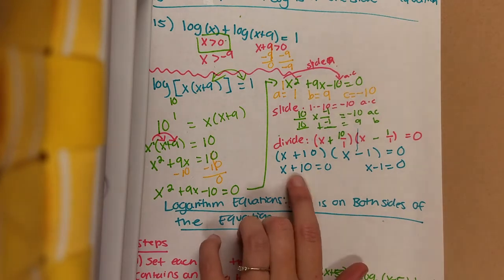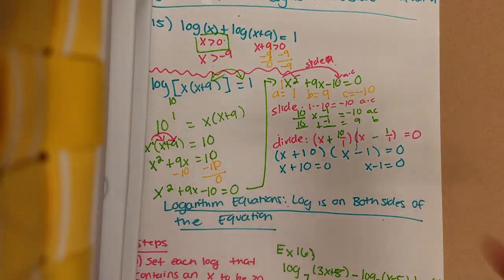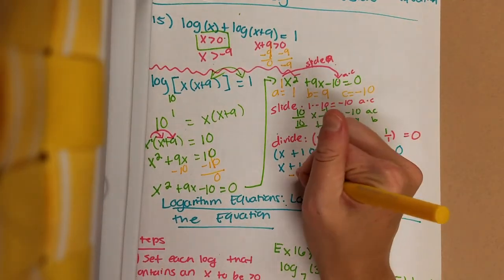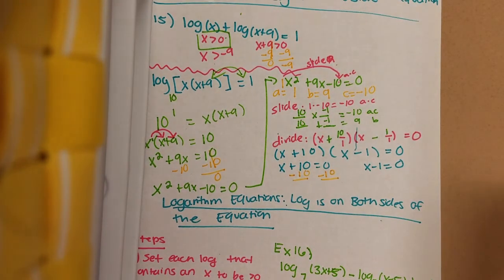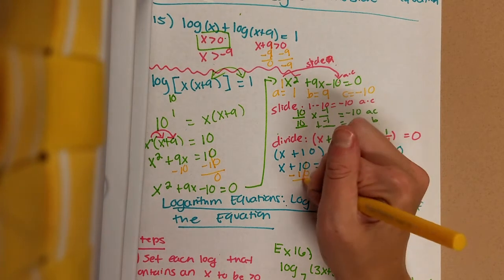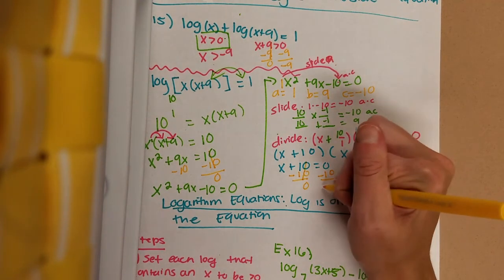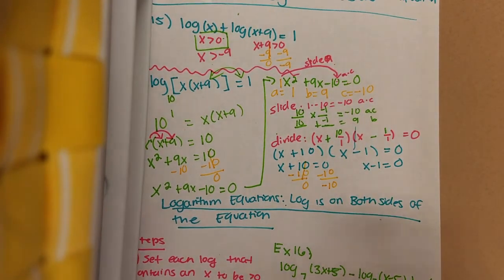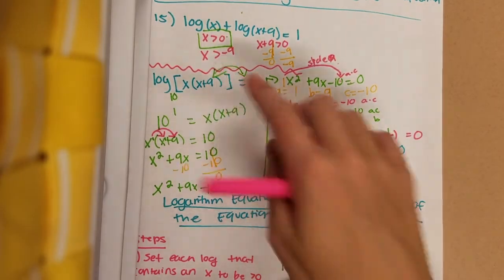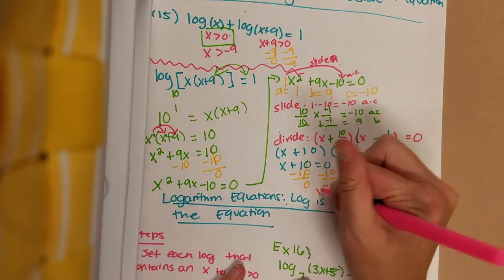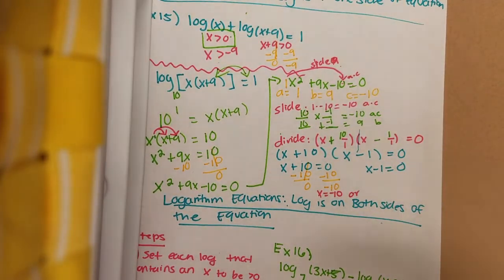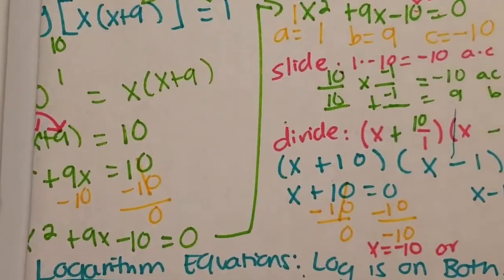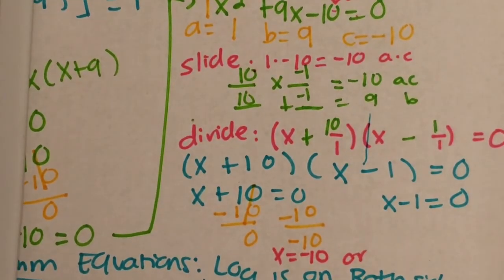Alright, so I'm trying to move my 10 to the other side, which, you guessed it, since it's positive 10, the way we move it over is by doing the opposite, which is by subtracting 10. 10 minus 10 is 0, cancels out. 0 minus 10 is negative 10. So one of my x values, which I think is correct, but we'll have to check at the end, is negative 10. Let's see what happens on this side.